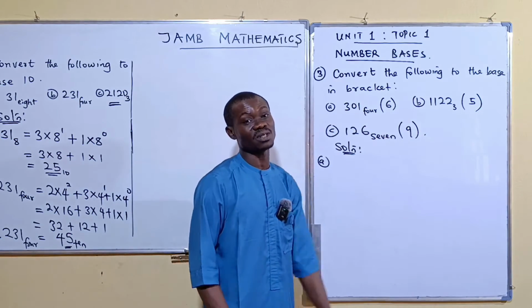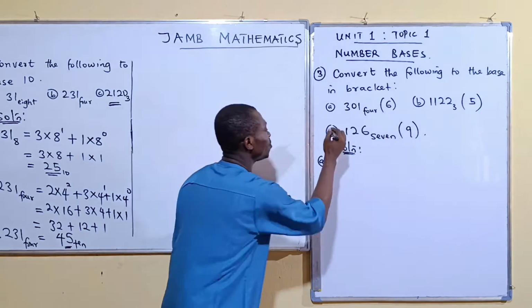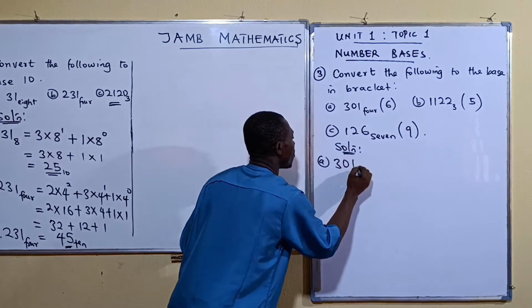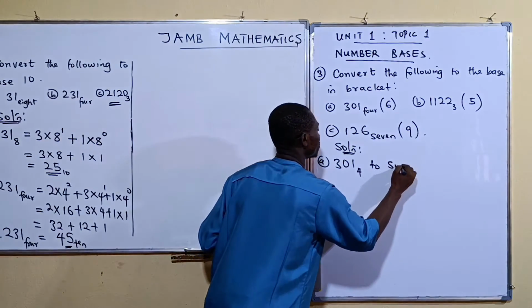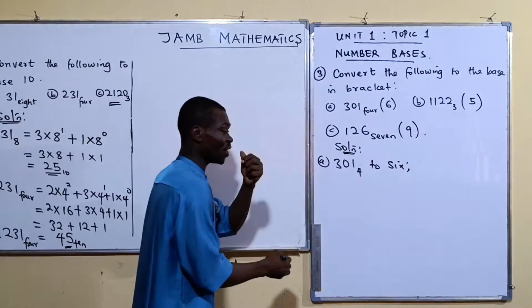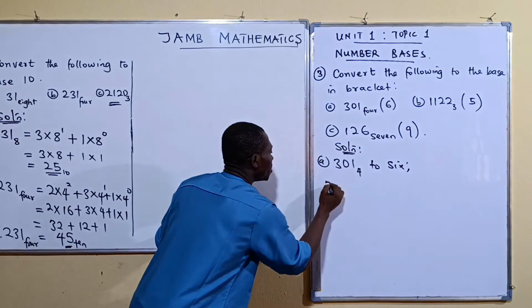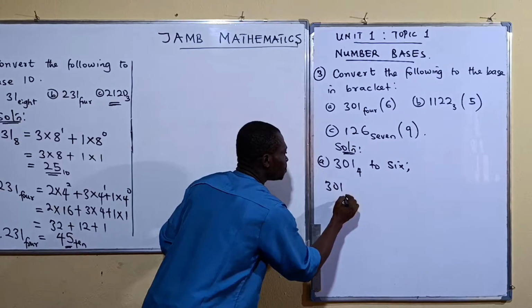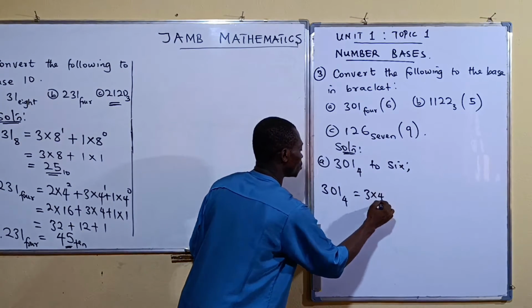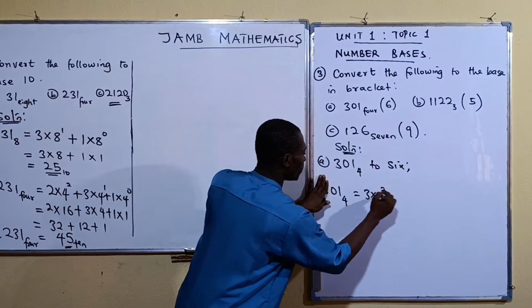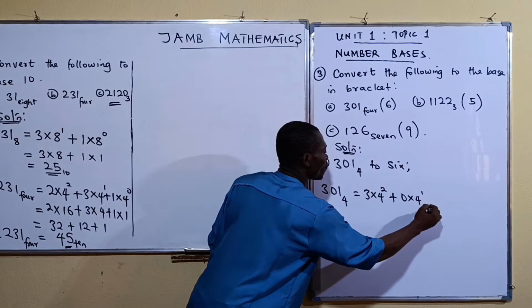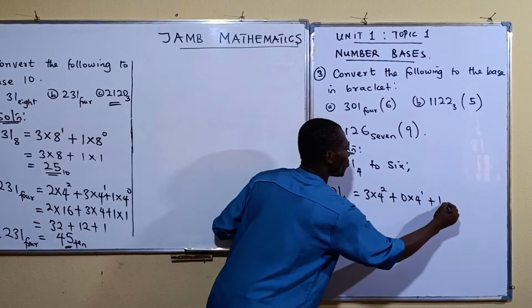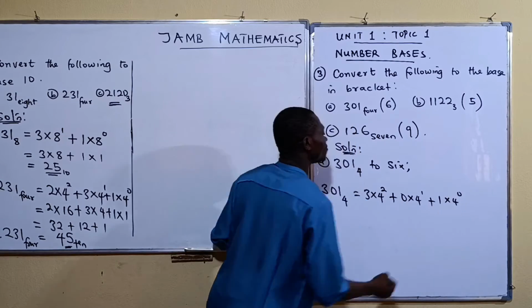So that's actually the principle that guides this one. Look at the first one, 301 base 4, and we want to go to base 6. What do we do? We first of all move it to base 10. So I have 301: 3 times 4 to the power of 2, plus 0 times 4 to the power of 1, plus finally 1 times 4 to the power of 0.